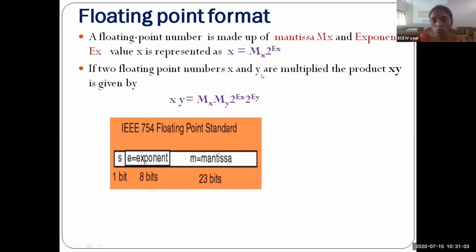Now I am taking two numbers, x and y. I want to multiply these two numbers. So what will be the equation? Mantissa of the first number into mantissa of the second number, similarly 2 power ex and 2 power ey. So what are the operations involved here? Mx into my, I want to perform this one. What type of architecture do I need?